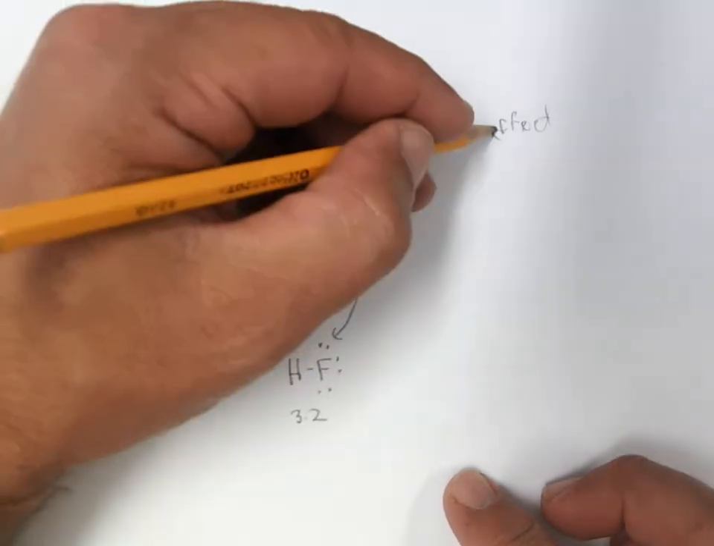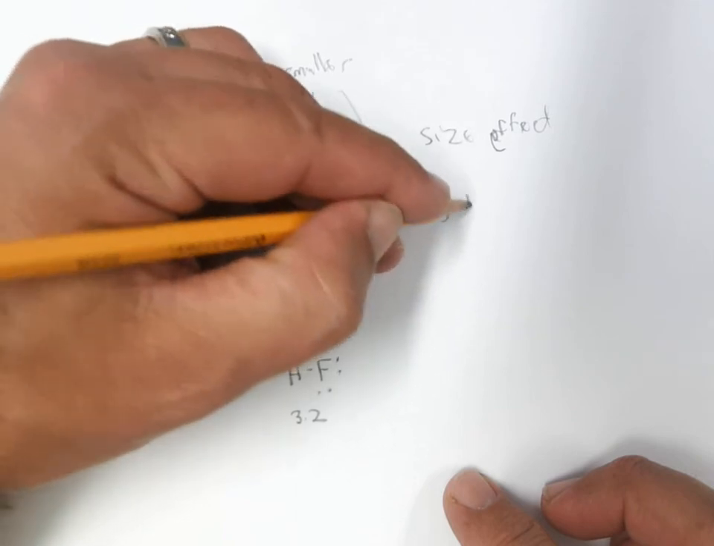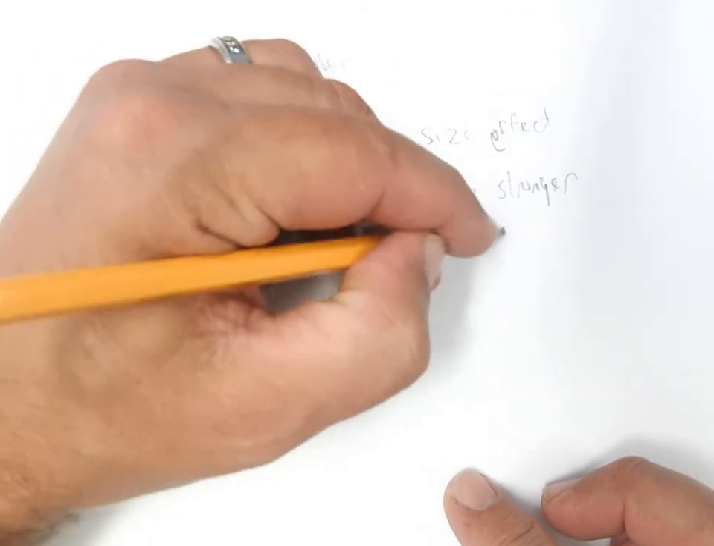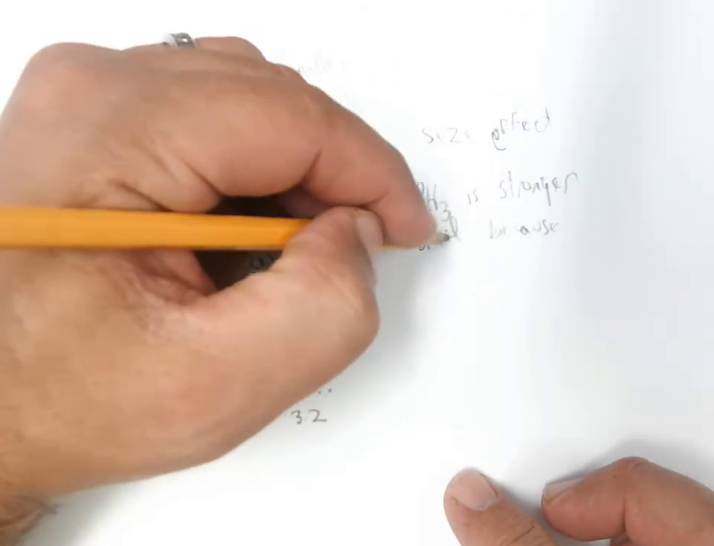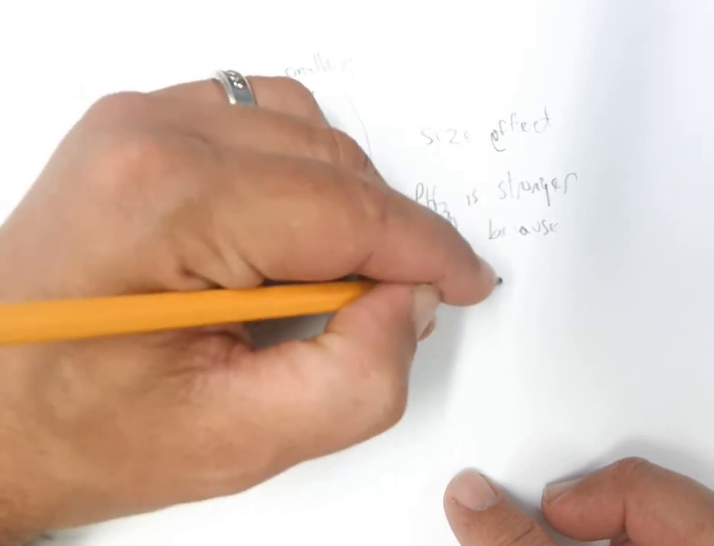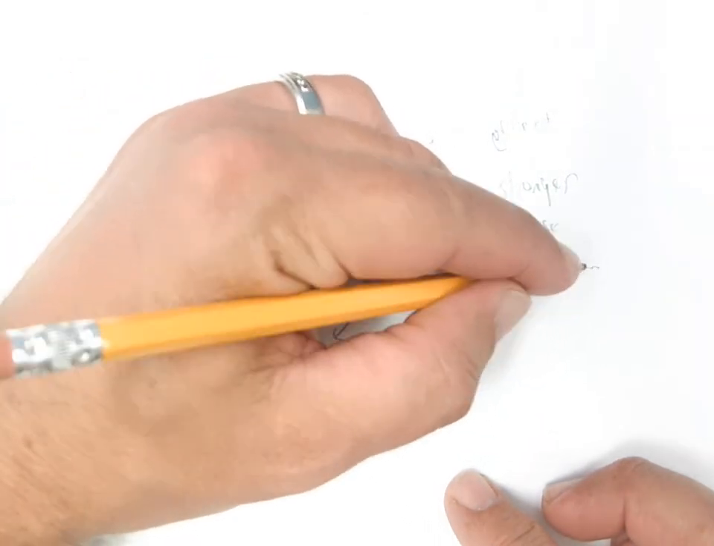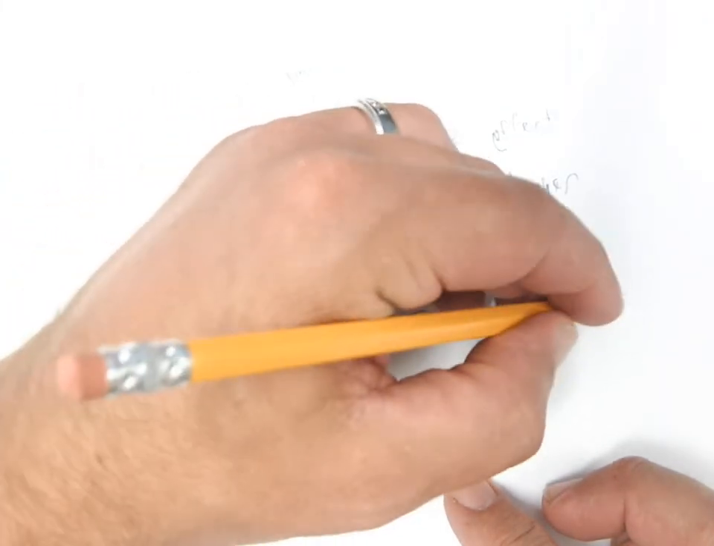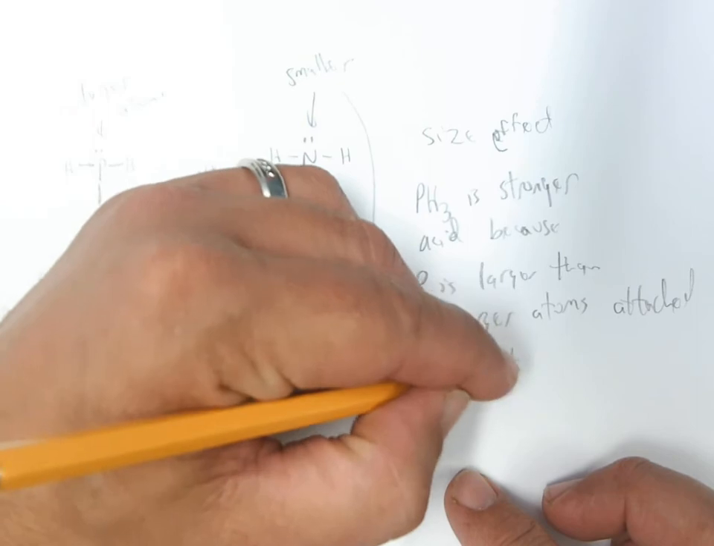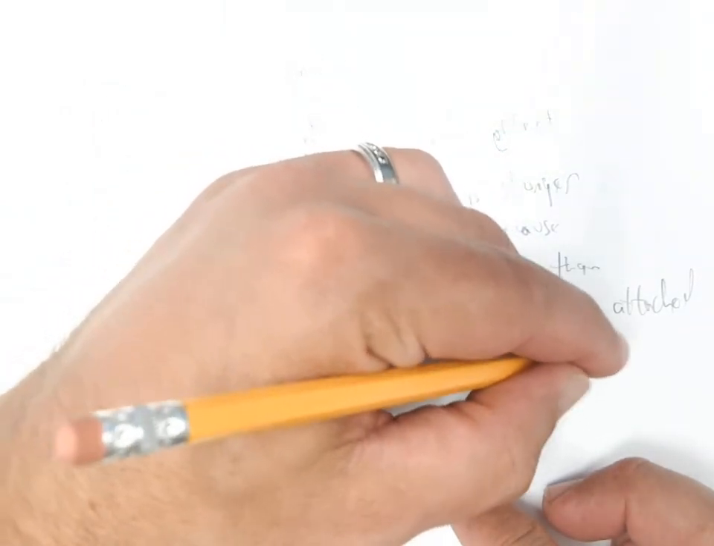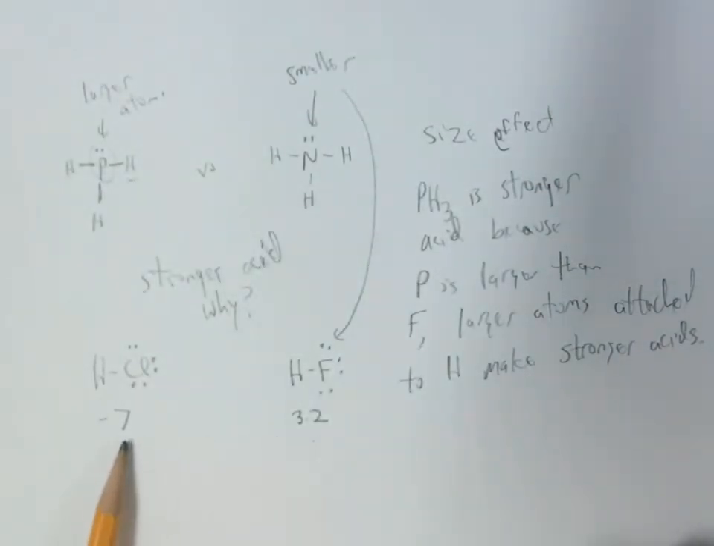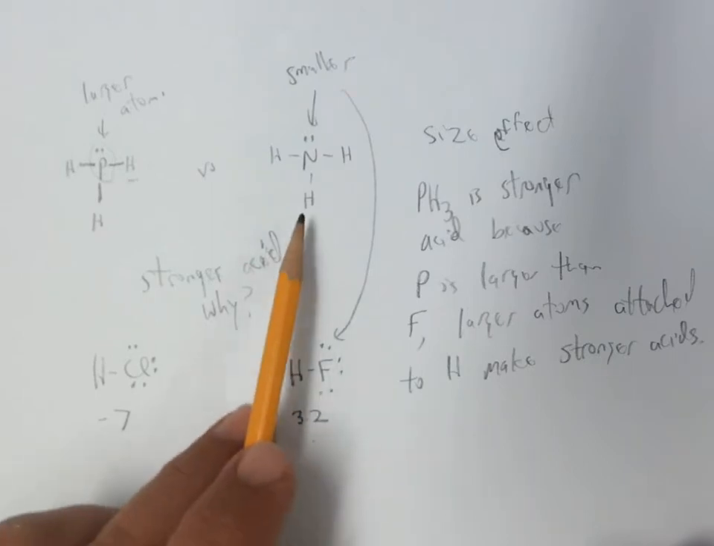And in this pair, we're going to say PH3 is the stronger acid because phosphorus is larger than fluorine, and larger atoms attached to hydrogen make stronger acids. So we have a nice representative example to illustrate the size trends, and now we see that in play.